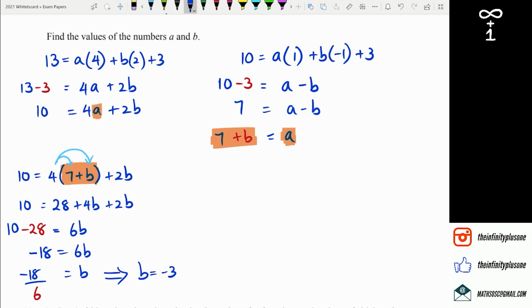Now, because b is equal to minus 3, I can take the b and resubstitute it, because I know that a equals 7 plus b. Because b is equal to minus 3, I'm going to get rid of this b right here. What I end up with is a equals 7 plus minus 3, or in other words, a is equal to 4. So there's my two answers: a is equal to 4 and b is equal to minus 3.